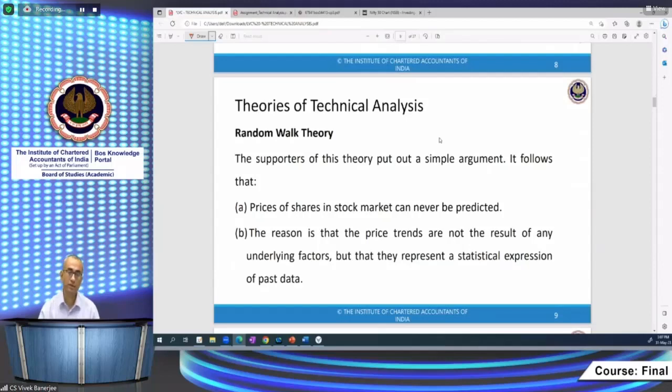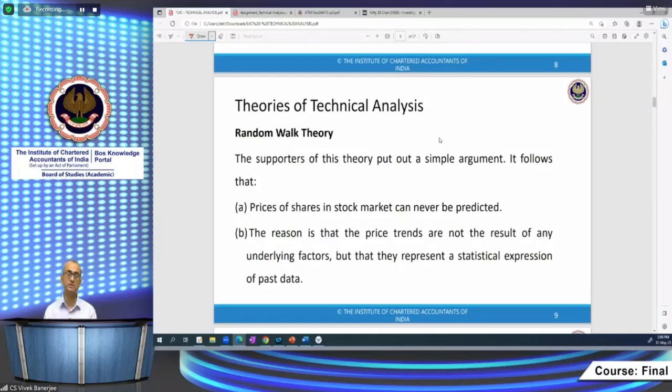Now come to the random walk theory. As per the random walk theorists, it is entirely opposite of Dow and Elliott. They think that share prices cannot be predicted, because share prices contain every piece of information.